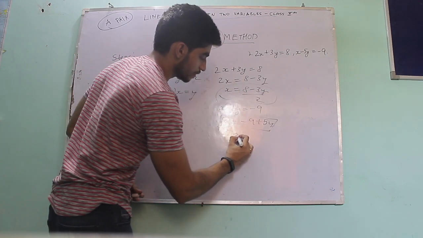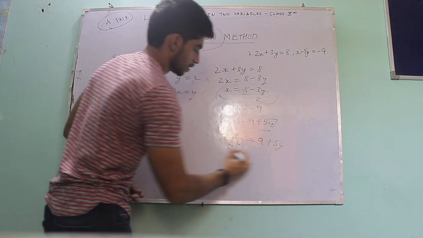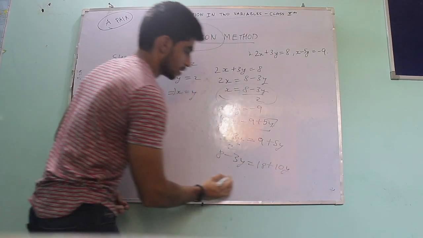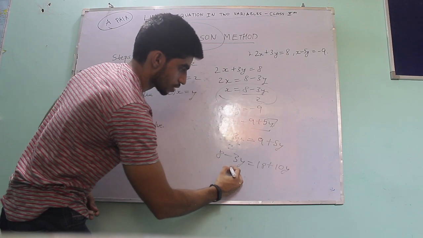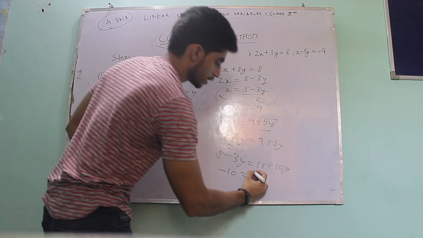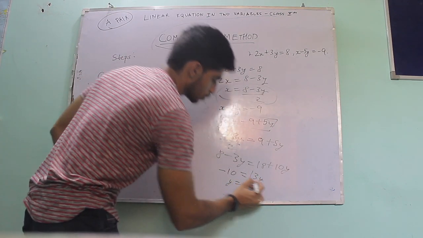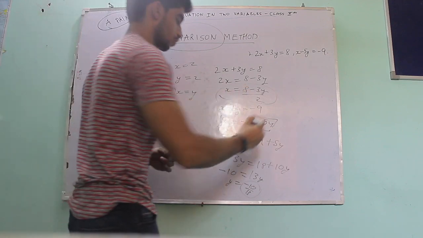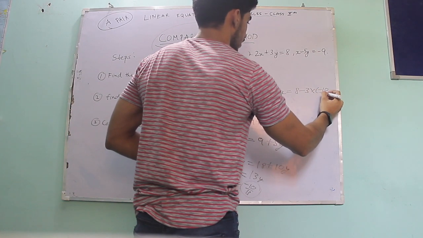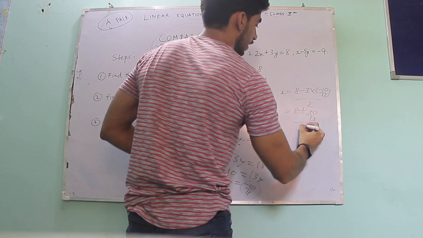So (8 minus 3y) by 2 is equal to minus 9 plus 5y. Cross multiply: 8 minus 3y equals minus 18 plus 10y. So the 10y will go here and it will be minus 10, and here it will be 13y. So y will be minus 10 by 13. So this was our y. Now we have to solve it for x. We will put the value of y here: (8 minus 3 into minus 10 by 13) by 2. So (8 plus 30 by 13) by 2.